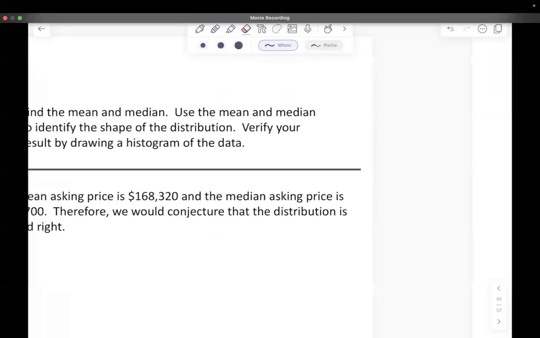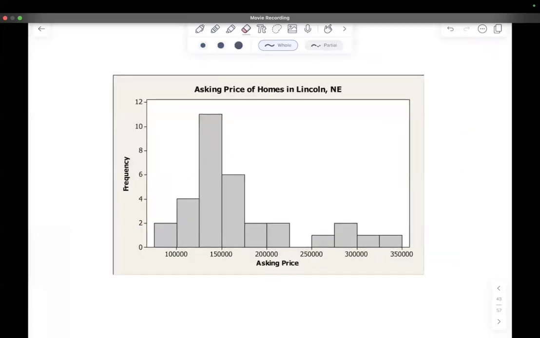So let's take a look at the histogram. So see this lovely histogram? You can see that the tail over here is on the right. So this is definitely skewed right. So we have more homes that are lower priced than we do higher priced homes. This is where the skew comes from.